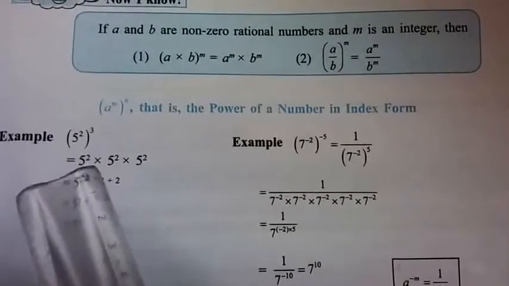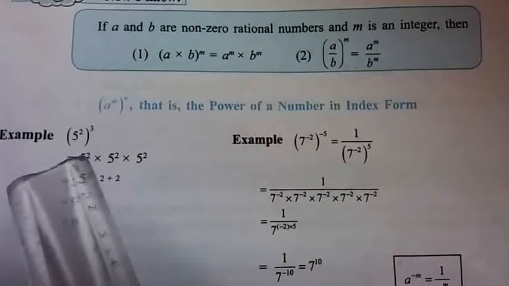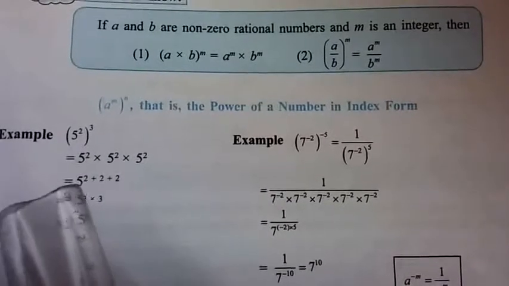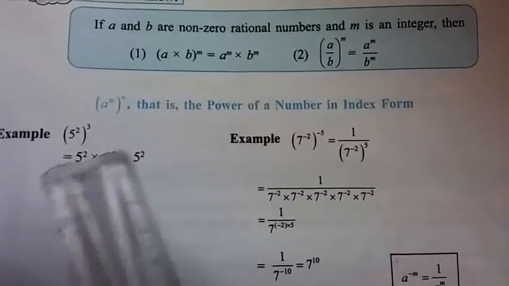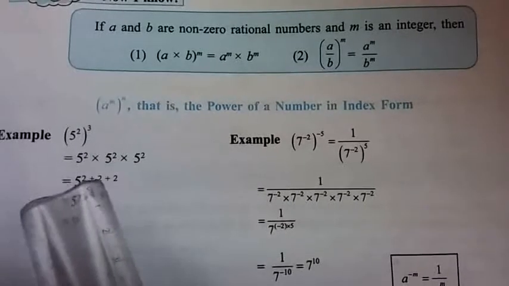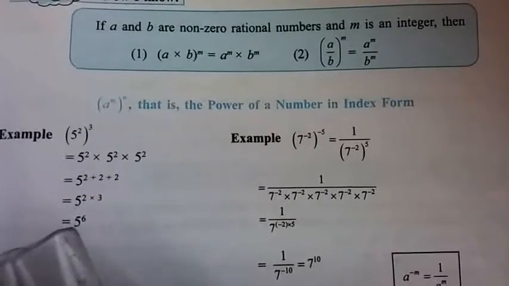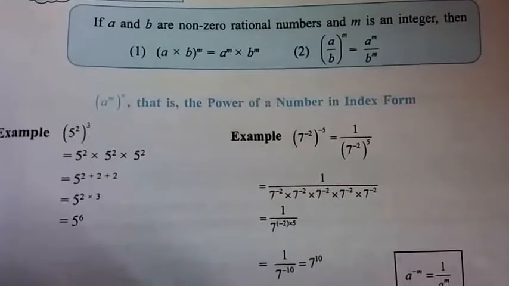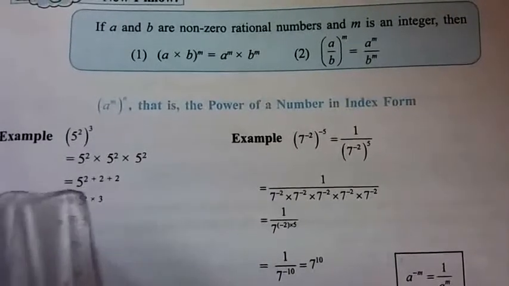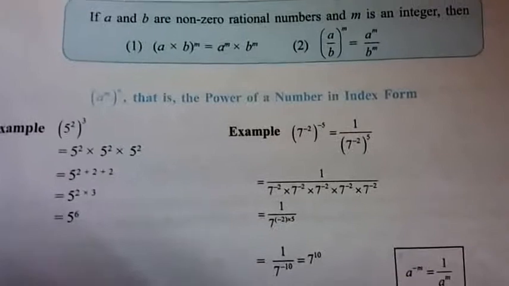Now if multiplication is there, you add the indices. Means 5 raised to 2 plus 2 plus 2. 2 plus 2 is 4, 4 plus 2 is 6. Means your answer is 5 raised to 6. If you skip this step, it's also okay.